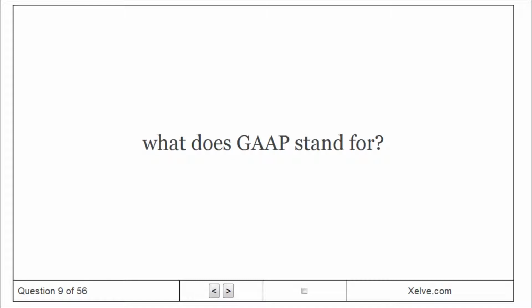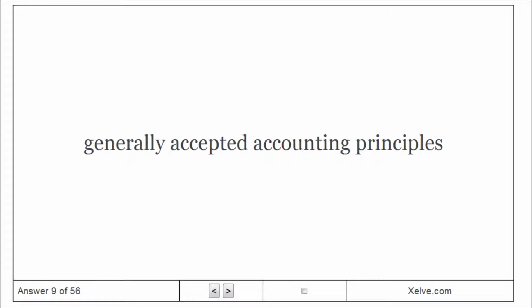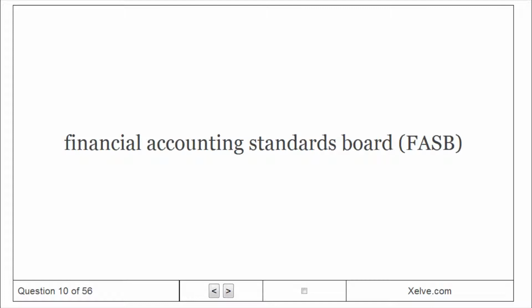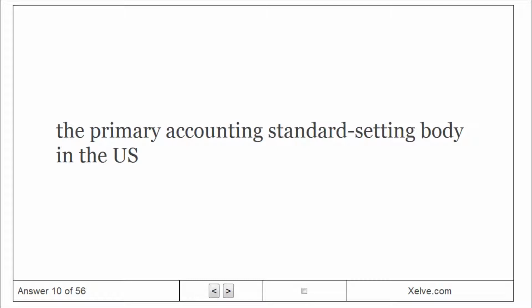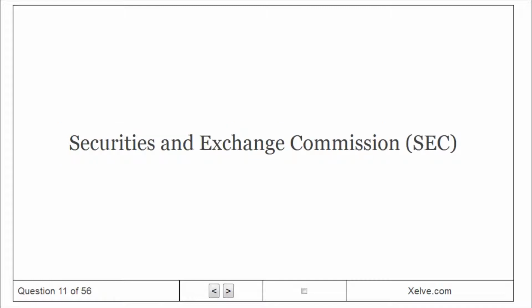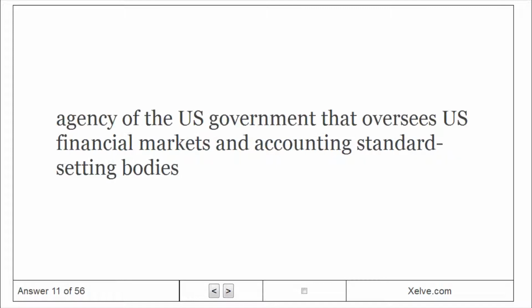What does GAAP stand for? Generally accepted accounting principles. Financial Accounting Standards Board. The primary accounting standard-setting body in the U.S. Securities and Exchange Commission. Agency of the U.S. government that oversees U.S. financial markets and accounting standard setting bodies.